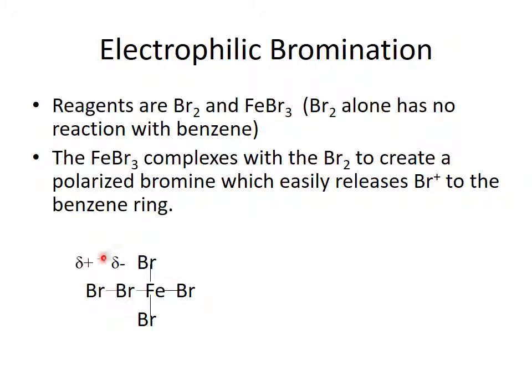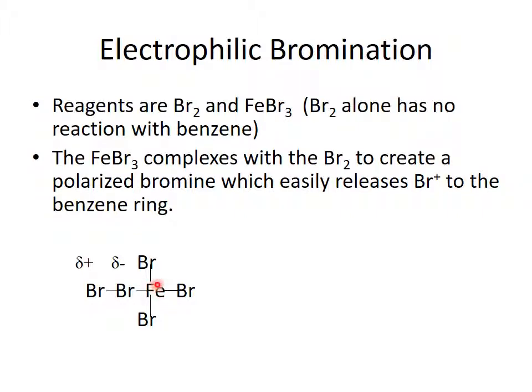Here the complex is shown down here, and there's a number of different ways of putting this. You can actually show a positive charge on the iron and a negative charge on the bromine, and this bromine neutral, or all sorts of things like that.